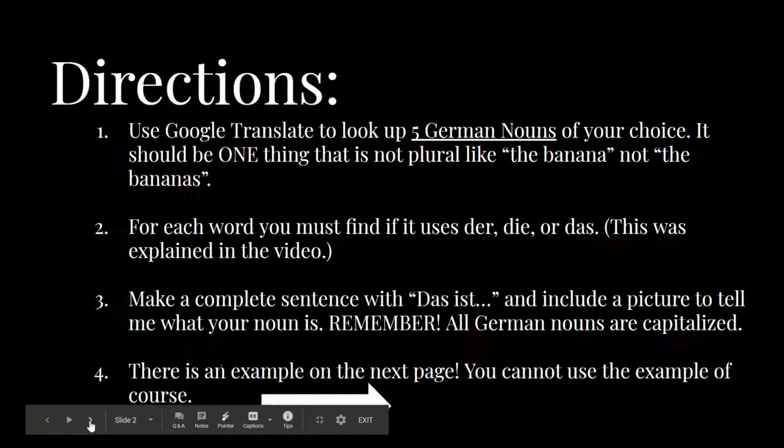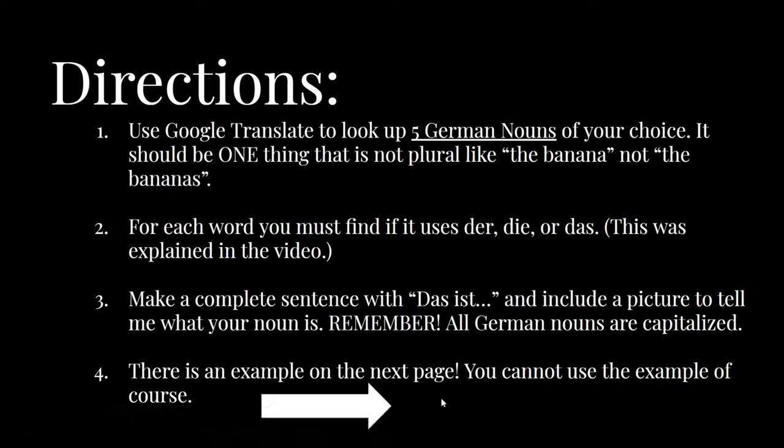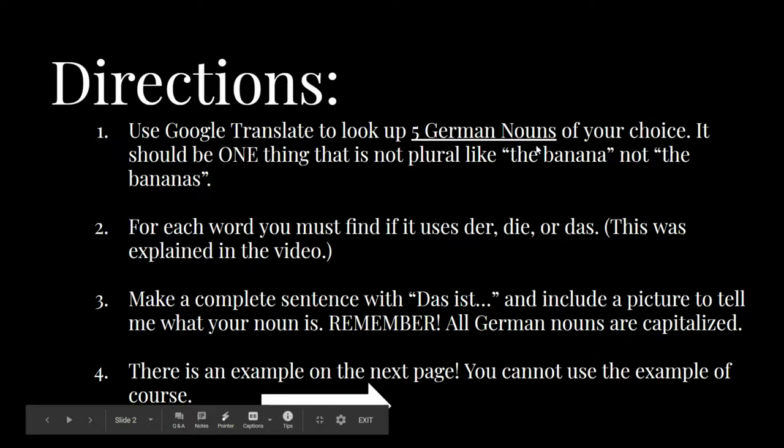So your directions are: use Google Translate to look up five German nouns of your choice. It should be one thing that is not plural, like the banana, not the bananas. A noun is a person, place, or thing. Make sure you know that.